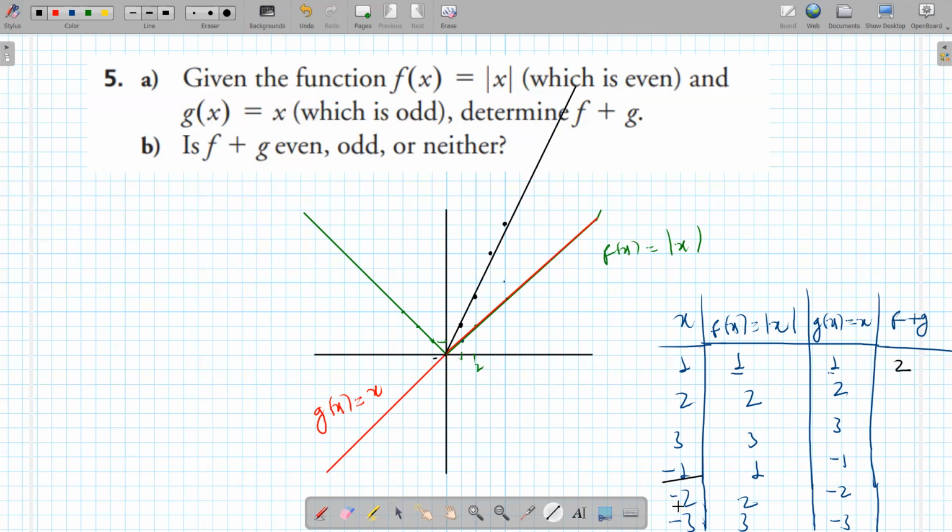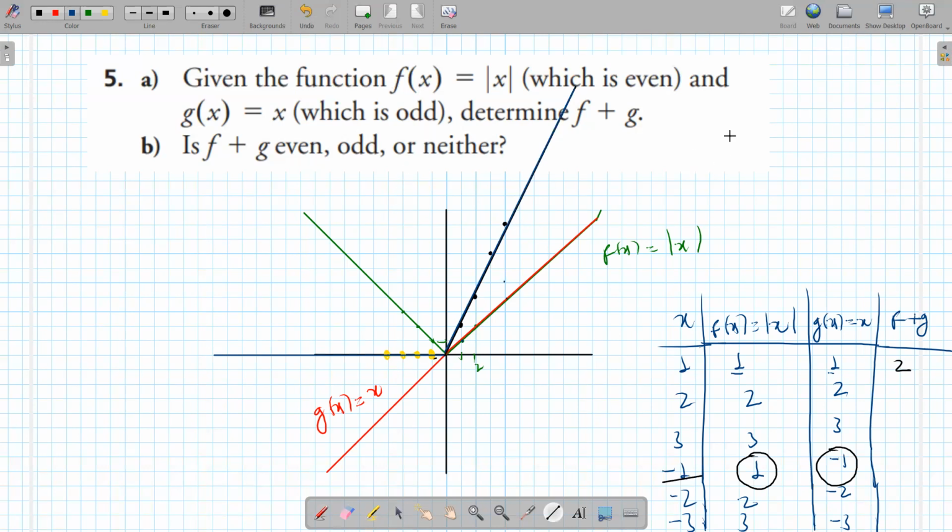When x is negative 1, what's the y value for the combined function? Well, add them up. What's 1 plus negative 1? It's 0. Yeah? So when x is negative 1, y is 0. What about when x is negative 2? What's the combined value for y? It's 0. You can see the pattern here, yeah? So ultimately, what your curve f plus g would look like is something like this. It's going to be 0 all the way until the origin, and then from there it's going to spike up like this. Okay?